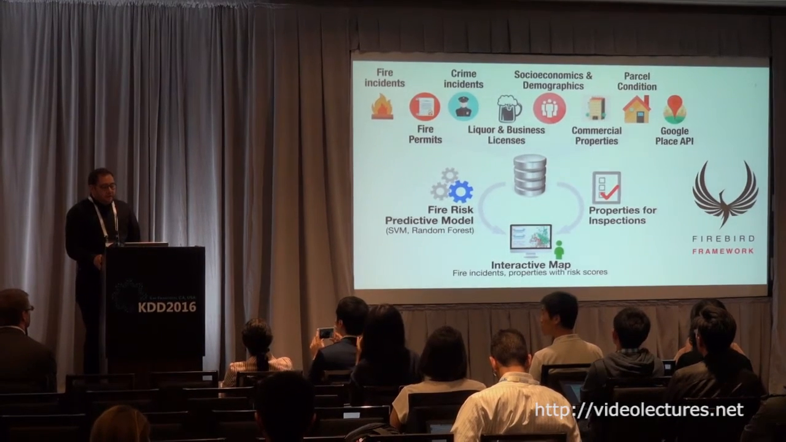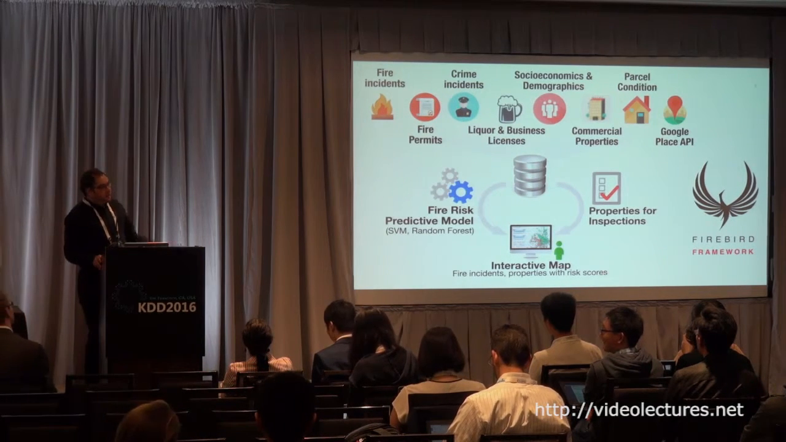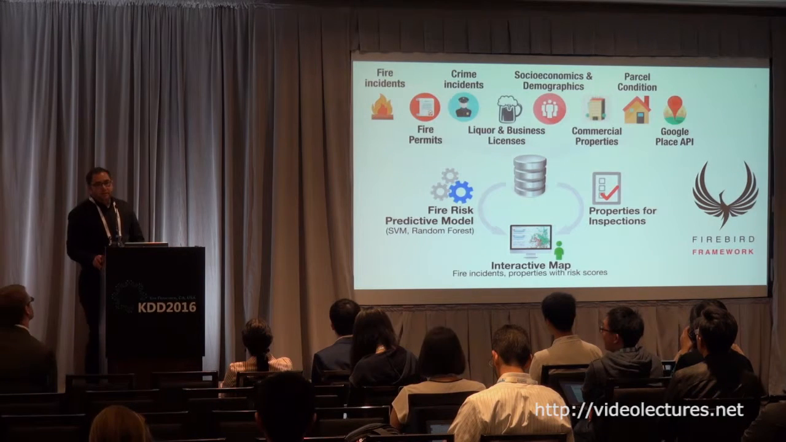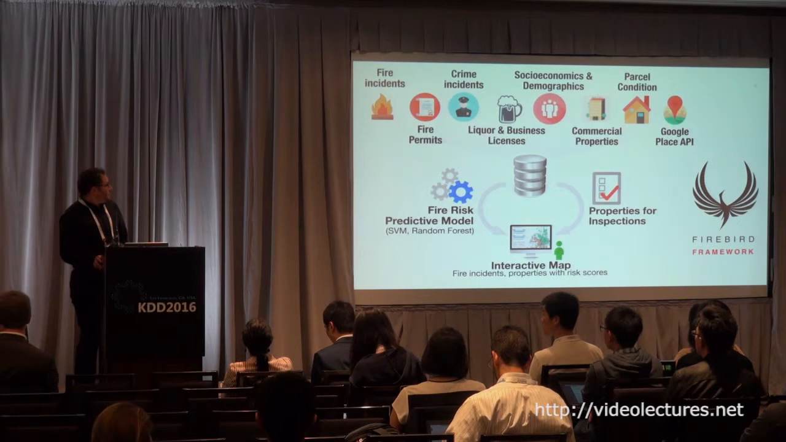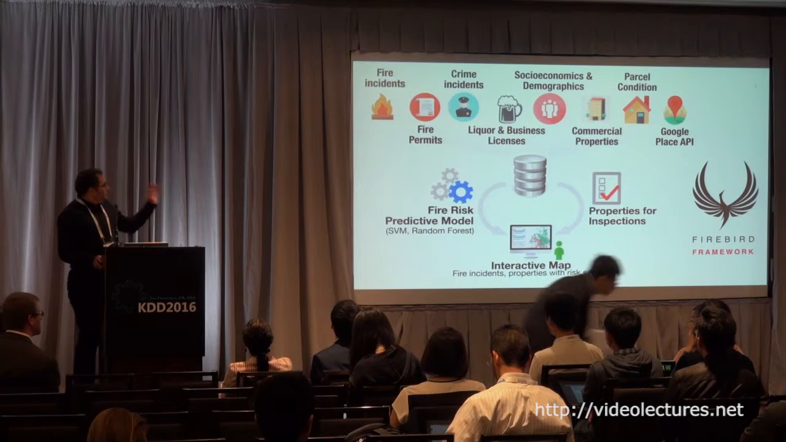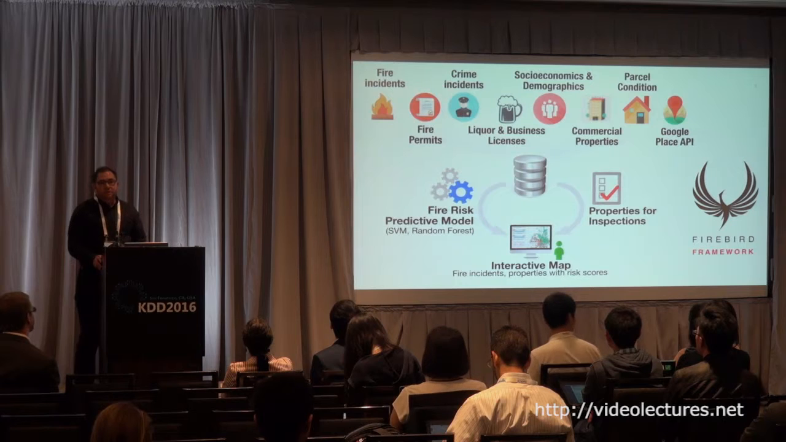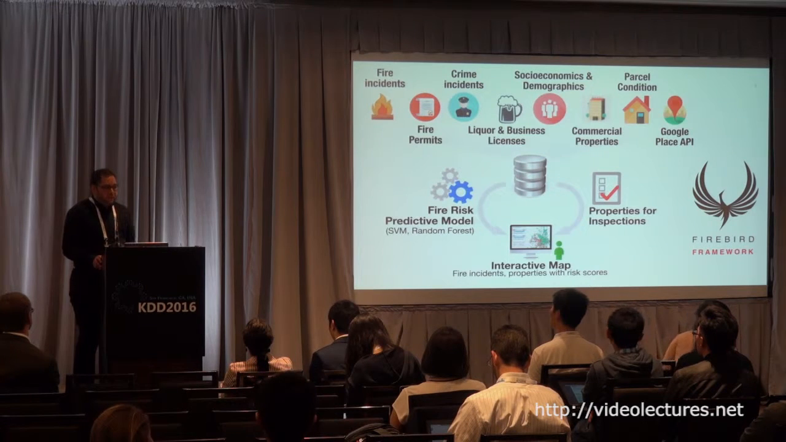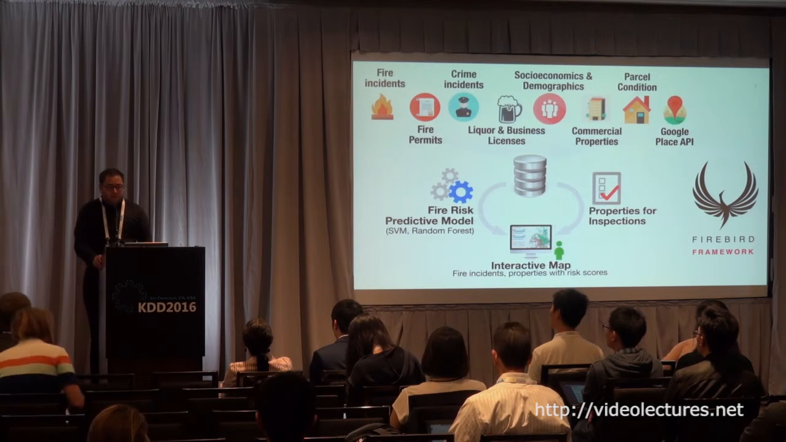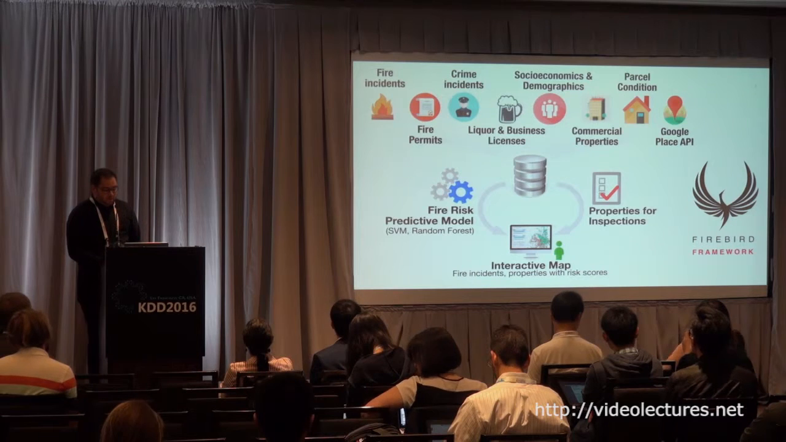So we're going to be talking today about the Firebird Framework. And this is a picture of what we're going to be talking about. So at the top, we have all of the different data sources that we put together in order to understand the answers to these questions that we're trying to address. And once we had the list of properties for inspection, we then developed a predictive model that would tell us which of these properties were most at risk of fire. And then with all of that information, we made an interactive map that we could then give back to the Atlanta Fire Rescue Department so that they could inspect those properties that they needed to inspect.